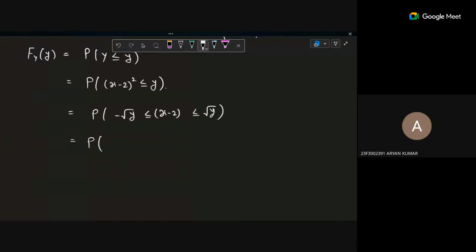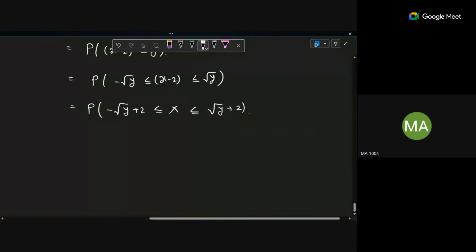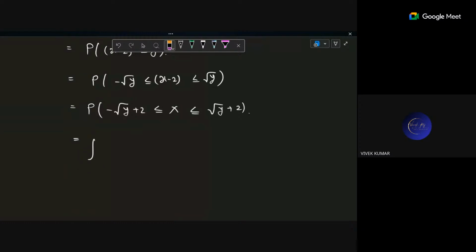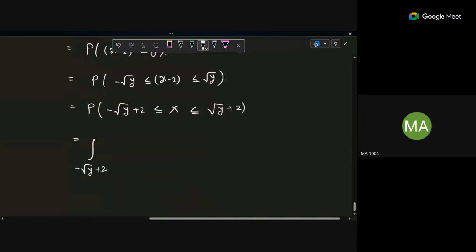Yes, ma'am. Minus square root y plus 2 to square root y plus 2, so x is ranging between these. So I think you are able to calculate this after that. Just integrate it. You can solve it, ma'am.